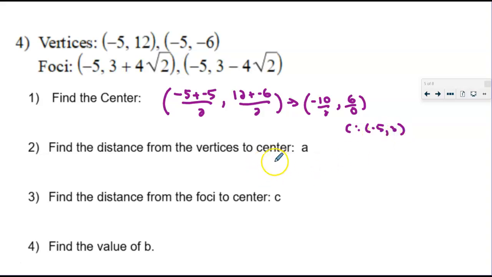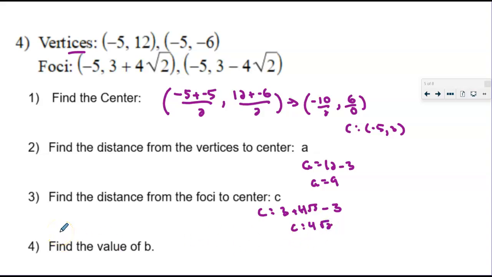Okay, so now we want to look at finding out what A is. A is the distance that the vertices are from the center. So in this case, I'm going to choose 12 and figure out how far 12 is away from 3. When I do that, I get A to be 9. And then the foci, in this case, it's easy to see, we're adding 4 square root 2 to 3. Another way for me to think about this is I'm taking 3 plus 4 square root 2 and subtracting the y value from the center to figure out how far away C is. In this case, C is 4 square root 2.